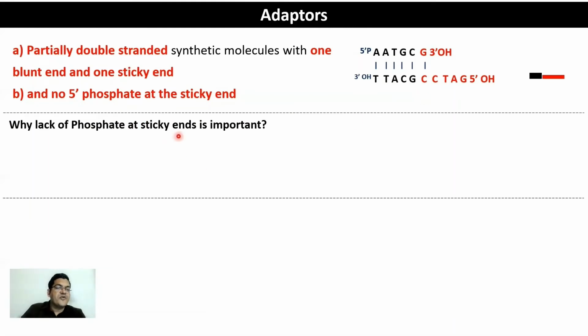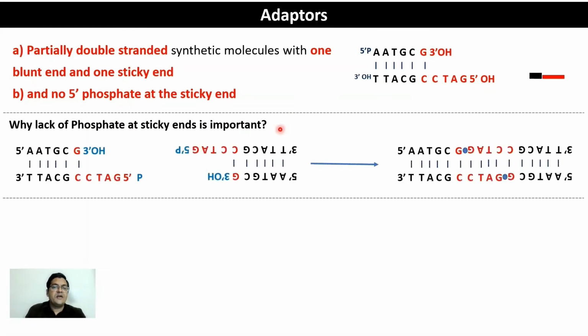So why lack of phosphate at sticky ends is important is because if it was present, then what you would have is adapter self-ligation. So here is one adapter here, there is the other adapter molecule in the opposite orientation, and you can see very clearly the overhangs are complementary, and they can very easily form hydrogen bonds. And once this molecule is stabilized by hydrogen bonds, DNA ligase can very easily come in and form the phosphodiester bond. So this is a sticky end ligation that would happen, and because the ends are complementary, it becomes all the more easy to form phosphodiester bonds. And therefore, to avoid this condition where the presence of a phosphate at the sticky end allows for adapter self-ligation, you do not have a phosphate at the 5' end of the sticky end of the adapter.